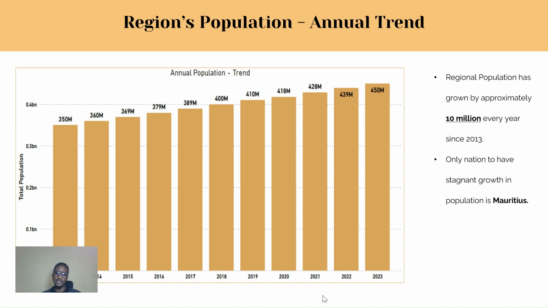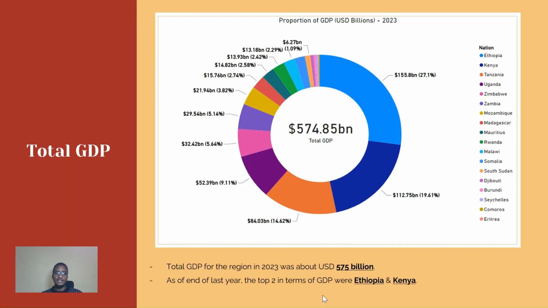But by zooming in on the individual nations, one nation that showed stagnant growth was Mauritius. In Mauritius, there wasn't really a big change in the number of people comparing year on year, which was a bit interesting. That's definitely something to check out by the end of this year to see if the situation has changed. Then moving on to our first actual economic metric.